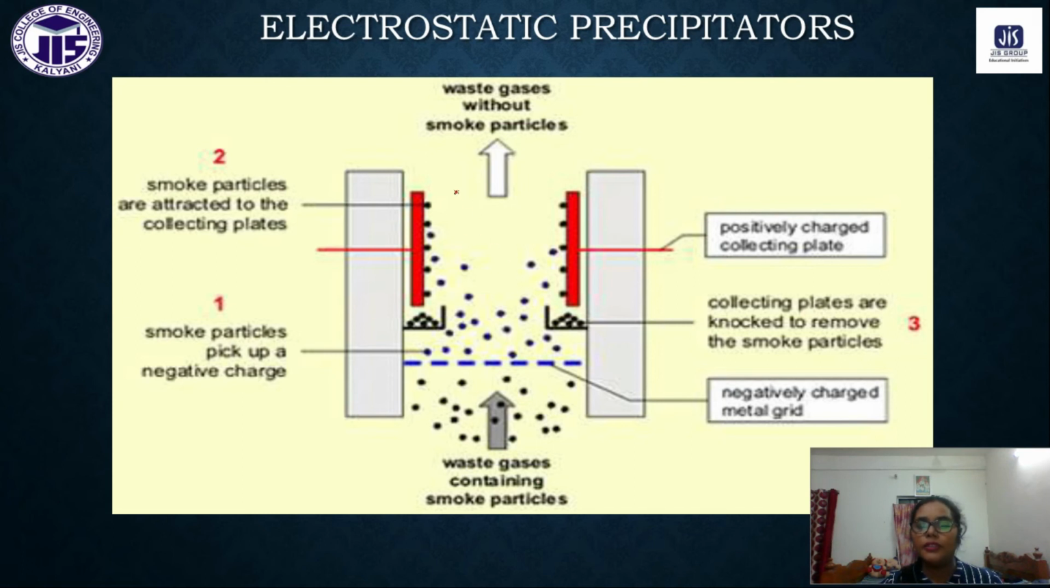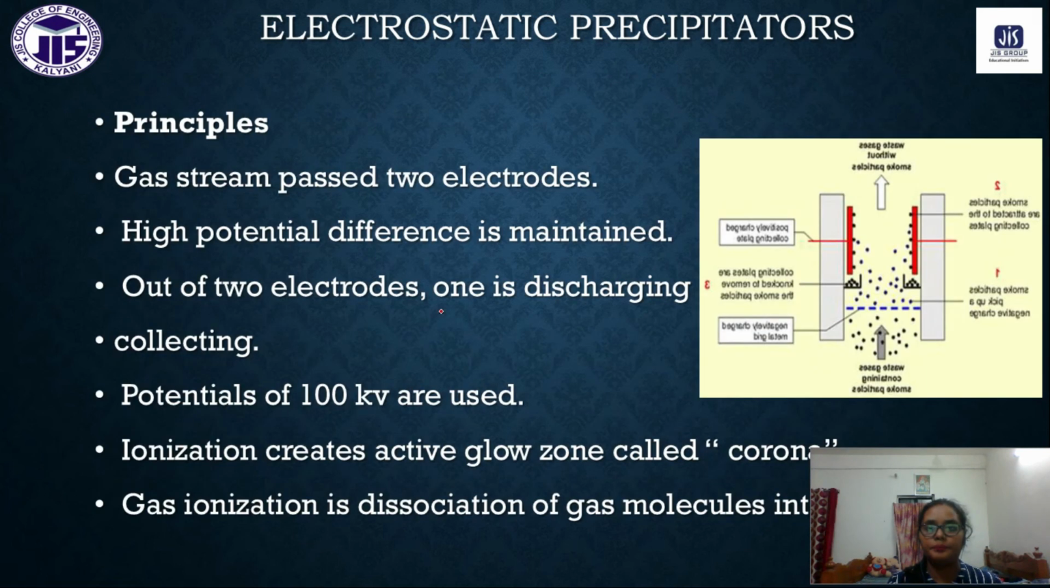We are passing the waste gas. What will happen? The particulate matter, which is negatively charged, will be absorbed by the positively charged electrodes, and after all the particulate matter is absorbed on the positive charge, from the outlet we will get the clean air. So this is the working principle of the electrostatic precipitator.